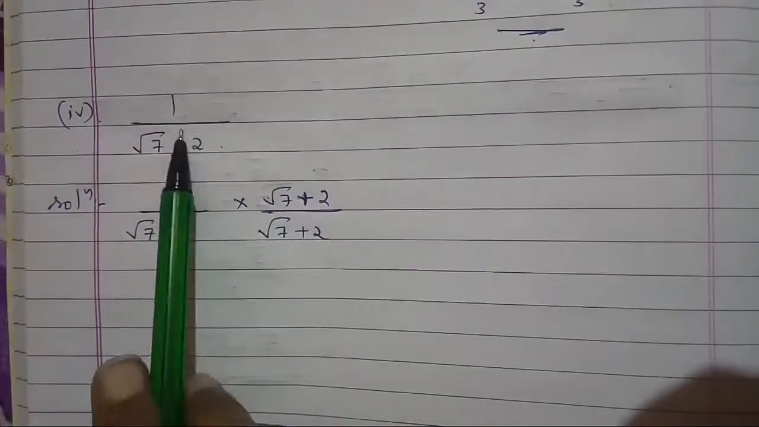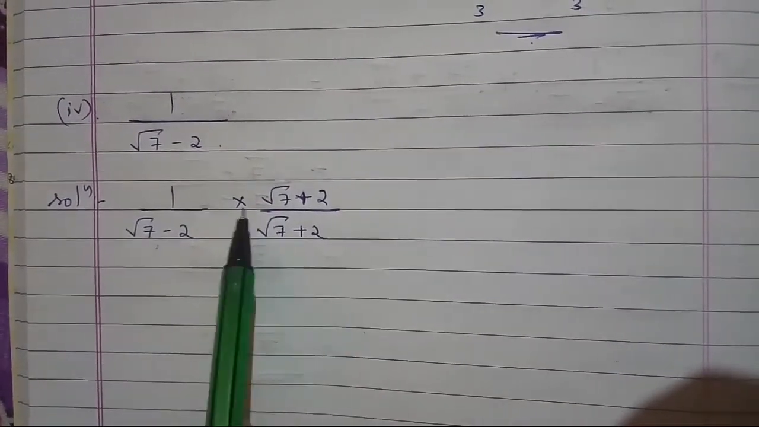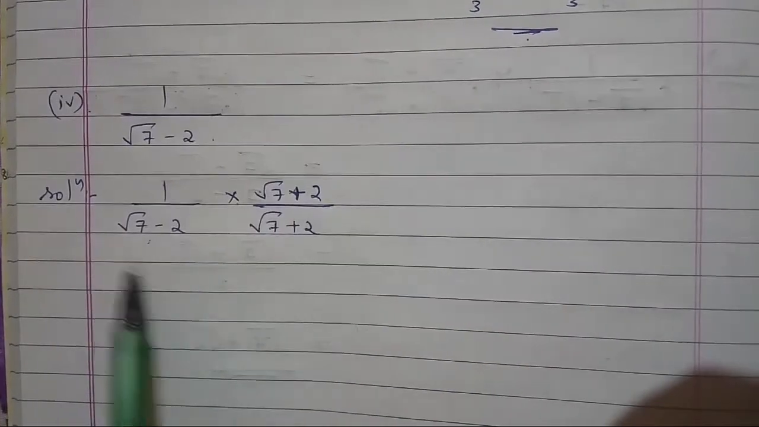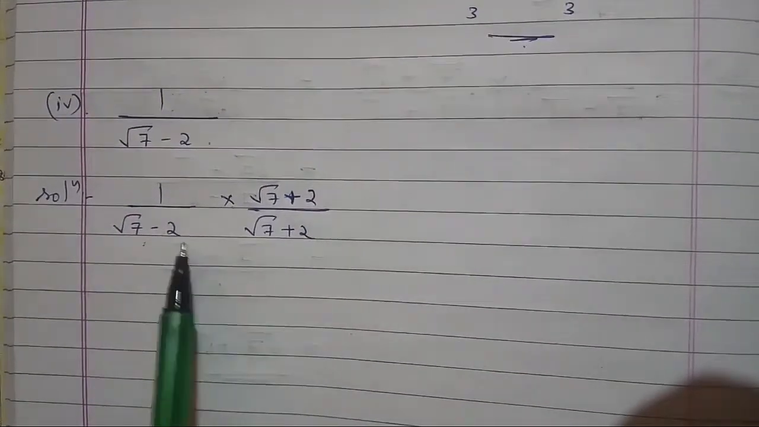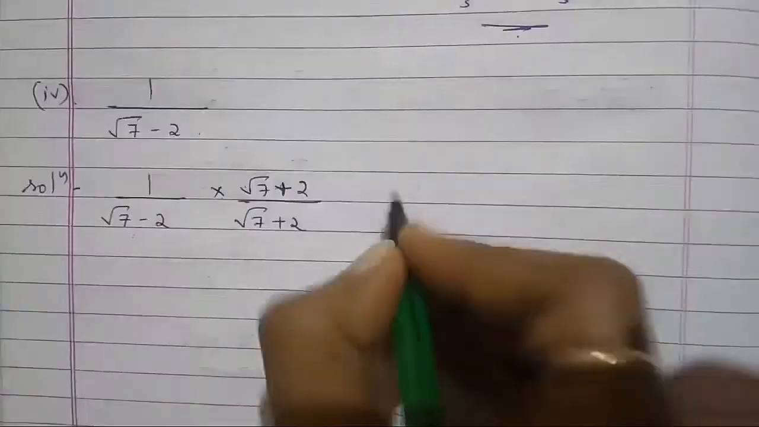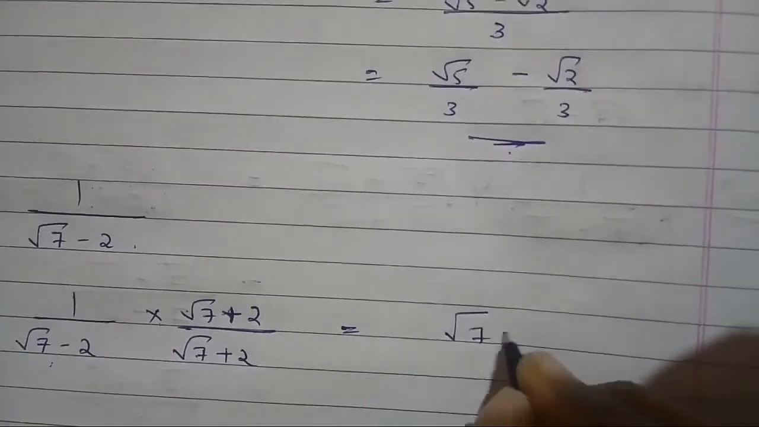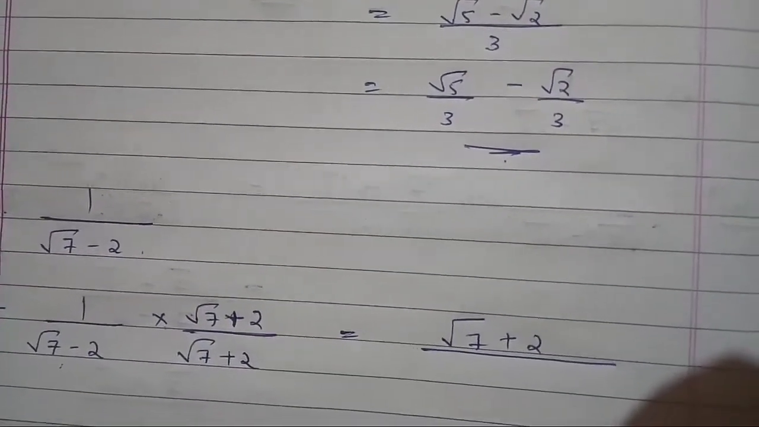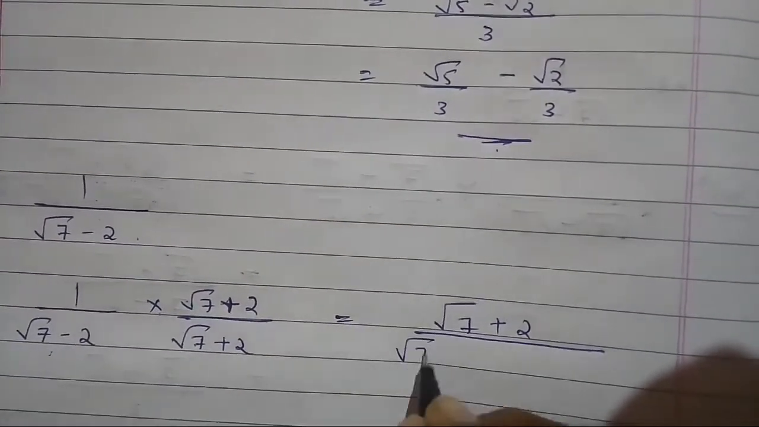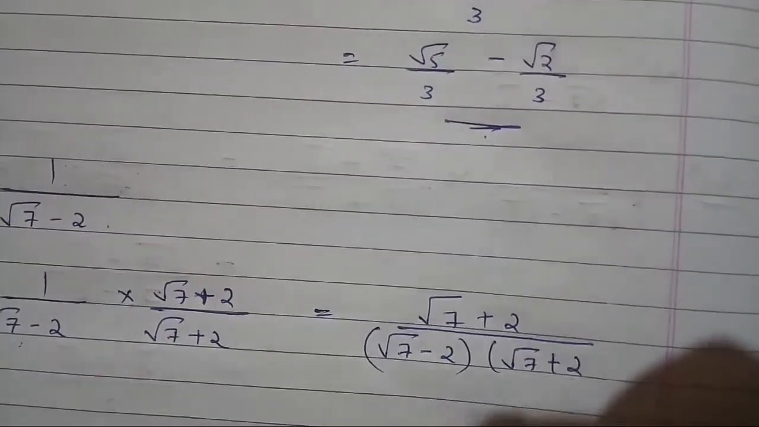Fourth problem, 1 by root 7 minus root 2. I will multiply in the numerator and denominator by its conjugate of the denominator, which is root 7 plus 2. Write as it is, root 7 plus 2 into 1 is root 7 plus 2. You will get no changes. Then root 7 minus 2 into root 7 plus 2.